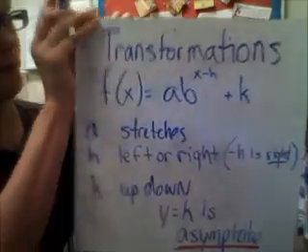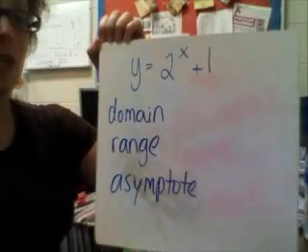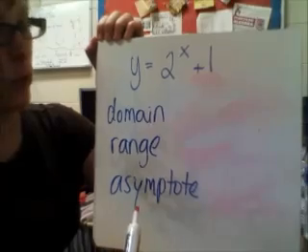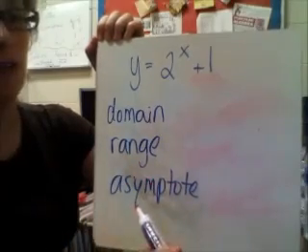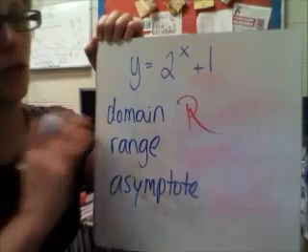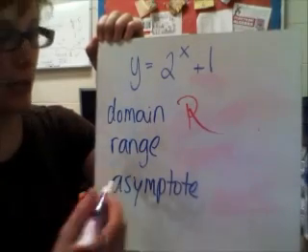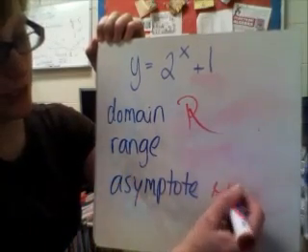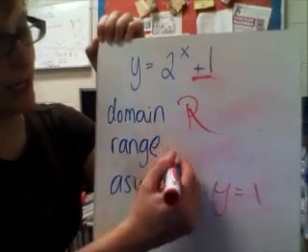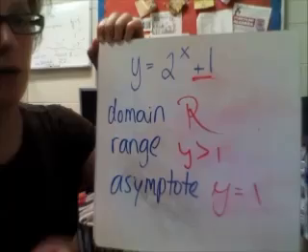So check this one out. Y equals 2 to the x plus 1. I'm not even going to graph it. My domain is going to be all real numbers. It's going to go left forever, it's going to go right forever. My new asymptote is y equals 1, which means my range is going to be y is bigger than 1. That easy.